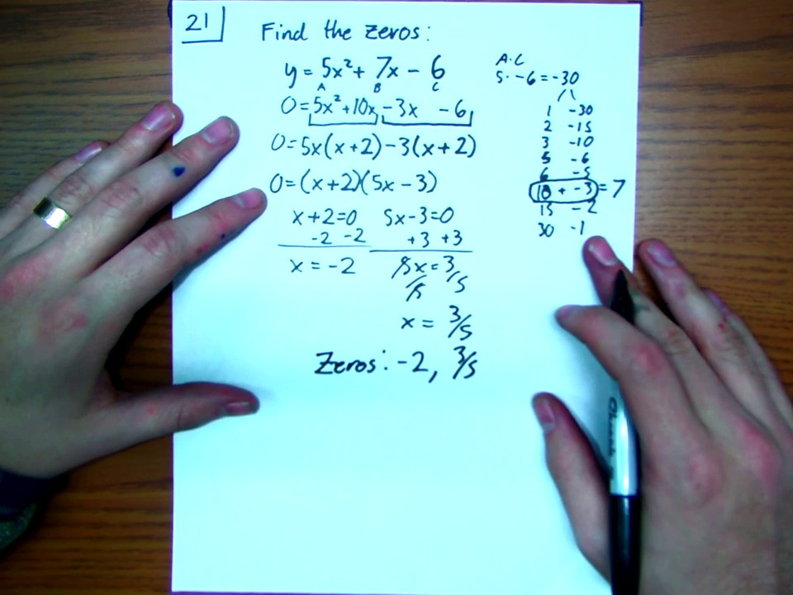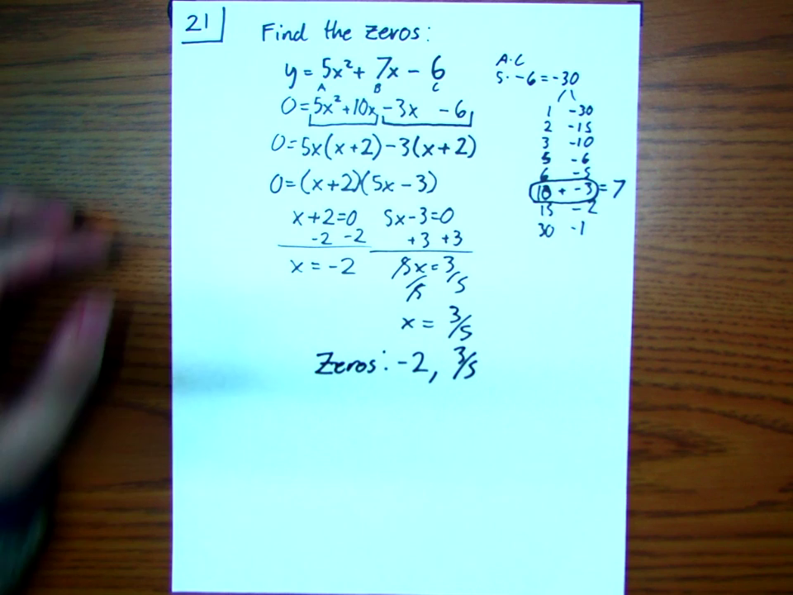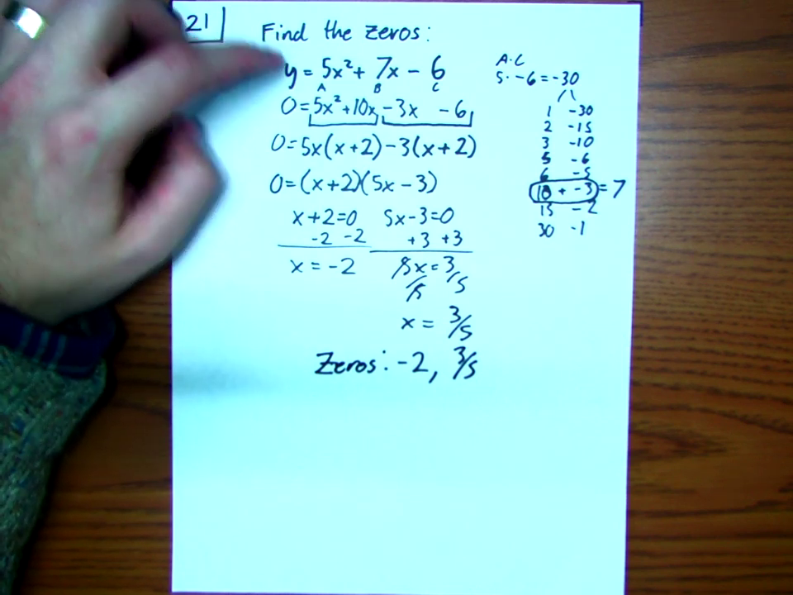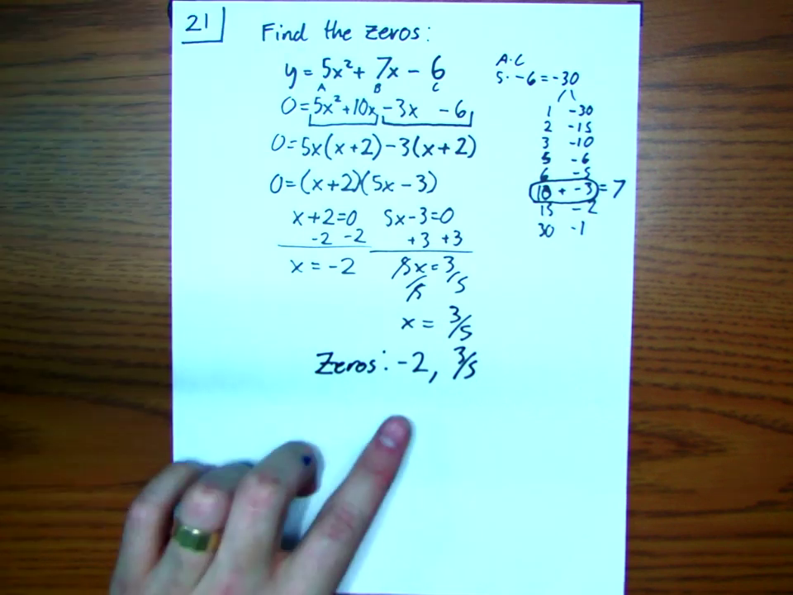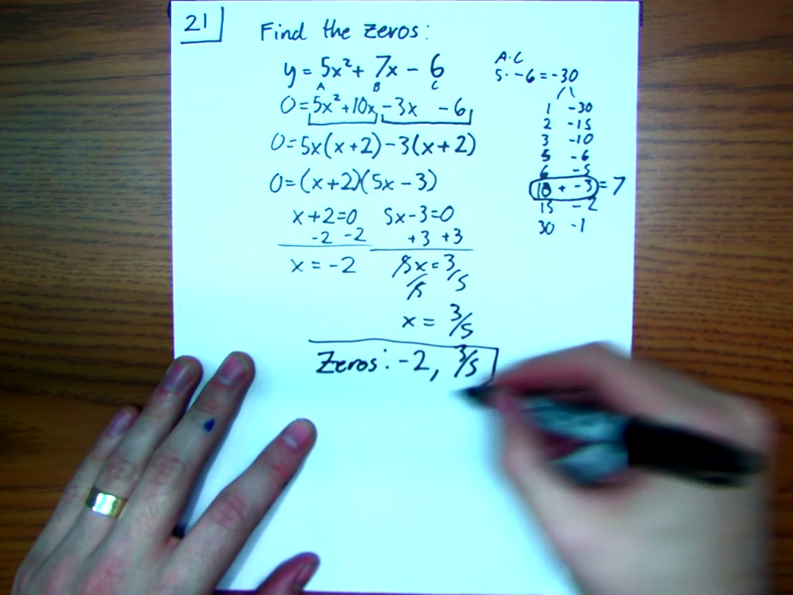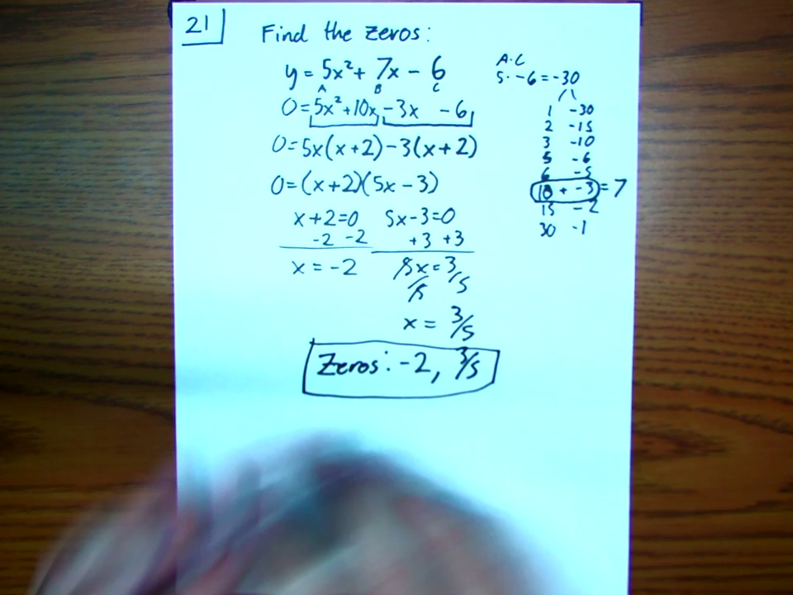So the key here, what made this different than the other finding zeros problems, is that I had to find the greatest common factor here, leaving behind 2 zeros. Not the greatest common factor. I'll edit that out.